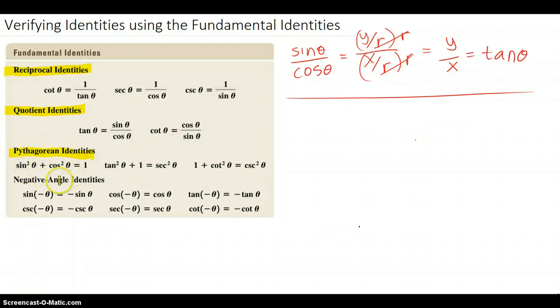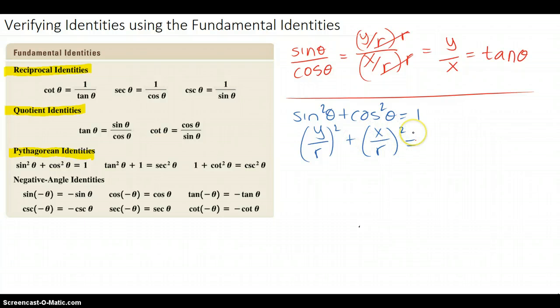The first one we've seen from the first chapter. Sine squared of theta plus cosine squared of theta is 1. This can be proven a similar way. This would be y over r, but we square it. This is x over r, and we square it, starting with the left side. So that would be y squared plus x squared over r squared.